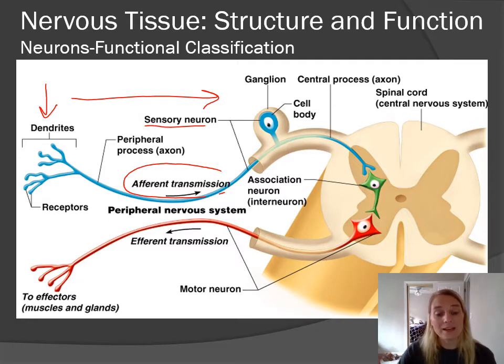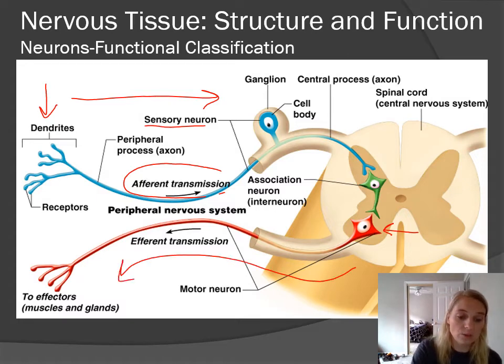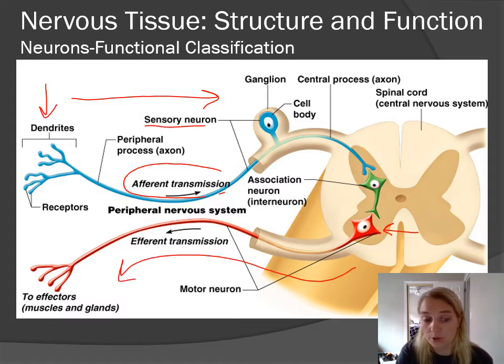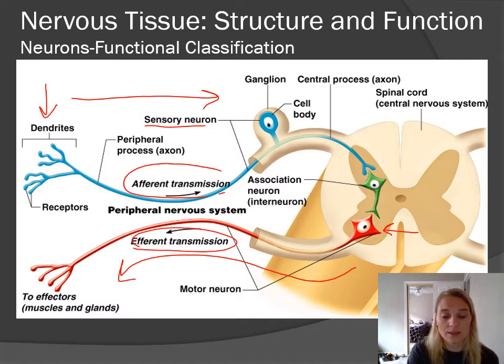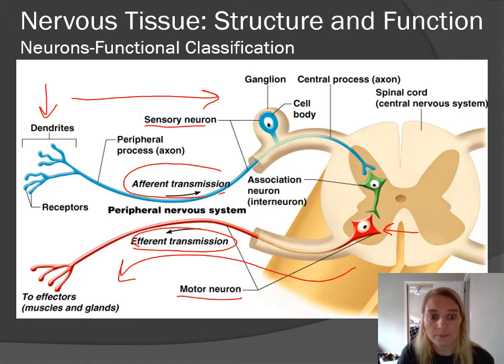Now, if we have our dendrites here on this red neuron, and we're sending information out this way towards the periphery, towards a muscle or a gland, this is your efferent transmission, and it makes this a motor neuron. So we have sensory neurons bringing information in, we have motor neurons sending information out, and then right in the middle, within the central nervous system, we have what are called association or interneurons. They're just processing. They're neither afferent or efferent.